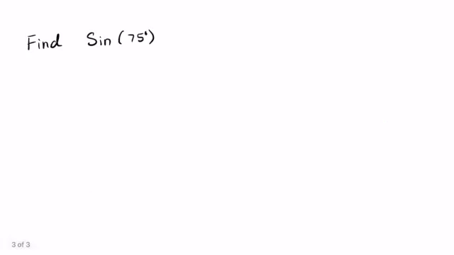If I have the sine of 75, I need to figure out how I can get this. There's a bunch of different ways to do it. I just need to think about what two angles are going to give me 75 degrees. Well, we know that 45 degrees plus 30 degrees gives me 75 degrees. So since I'm adding here, I'm going to use the sum formula of sine.